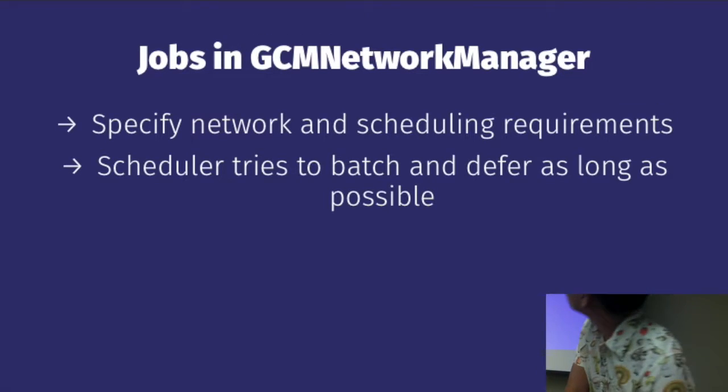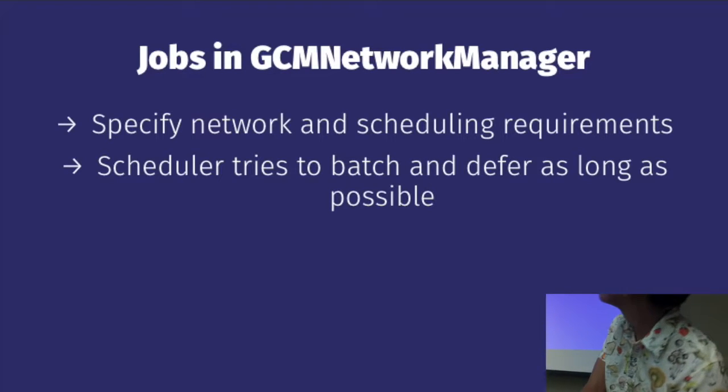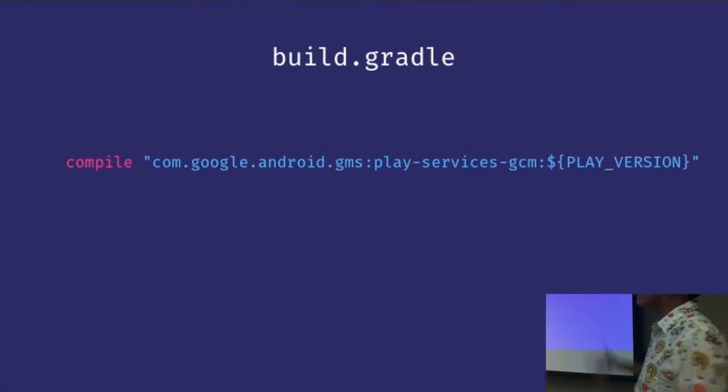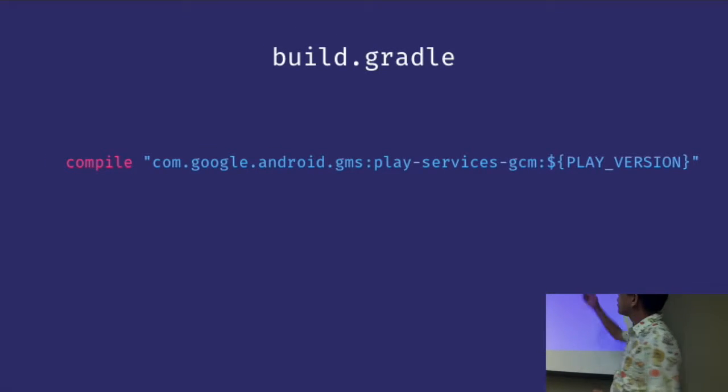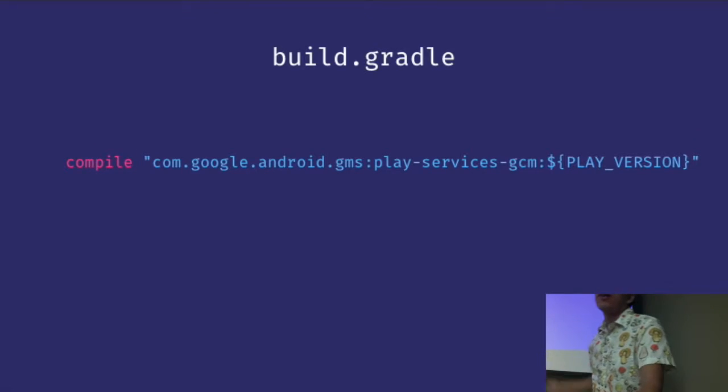So I'm going to quickly go through a little bit of code that shows how you set up the jobs in Network Manager and how to set up that sync from the Firebase messaging service. To get started, you need to include a library. It's as easy as just this one line. Notice that it's actually GCM in the artifact name. That's just how it's packaged. It's completely safe to use this with FCM.